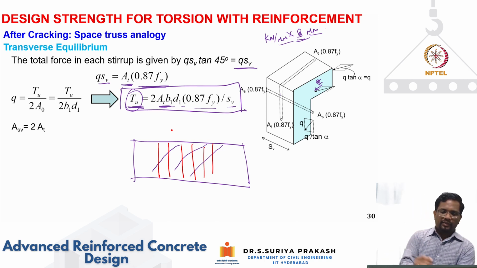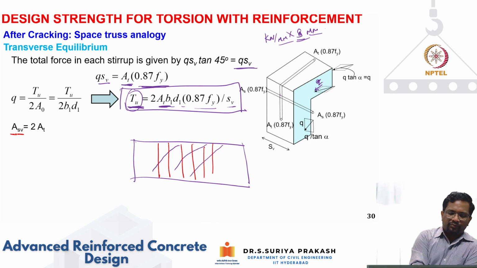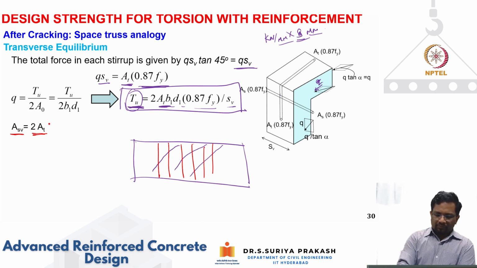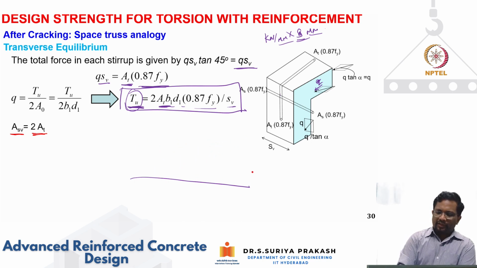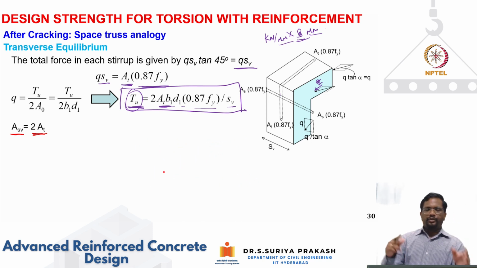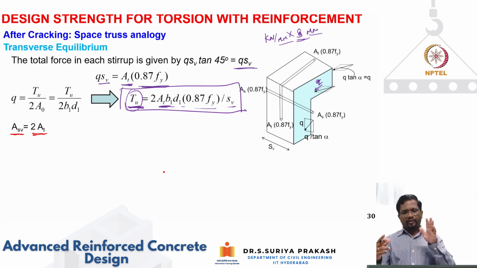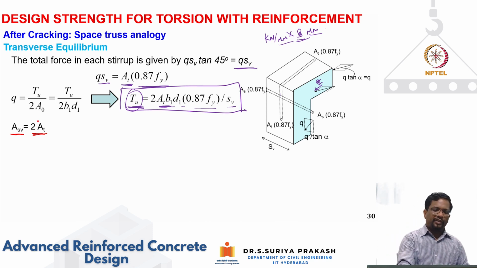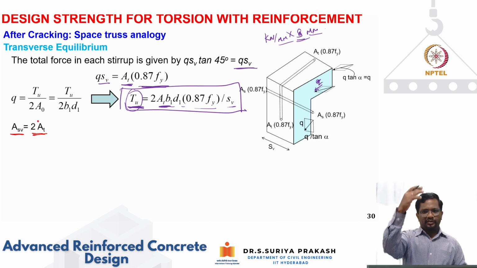So that is the reason that for a two-leg stirrup, we can take Asv equal to 2 into At. Right. So for every two-leg stirrup that I am putting, for torsion only one leg is going to be effective. In other words, 2 times At should be provided for resisting the shear.